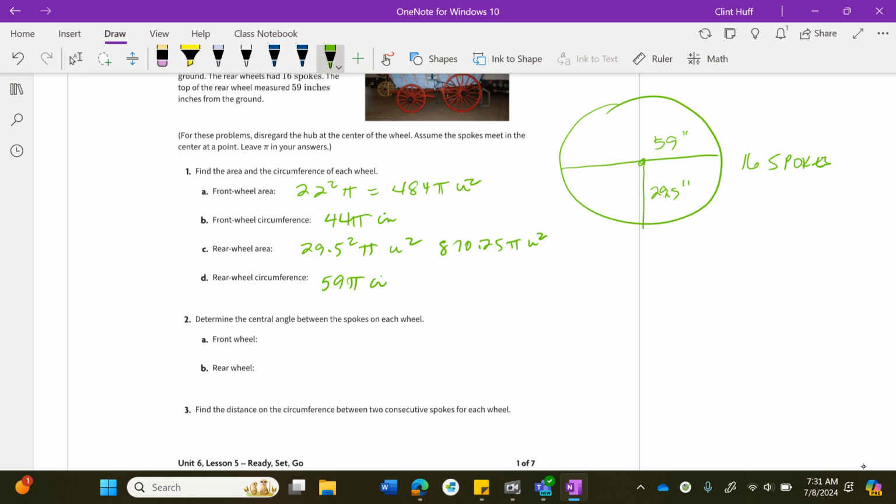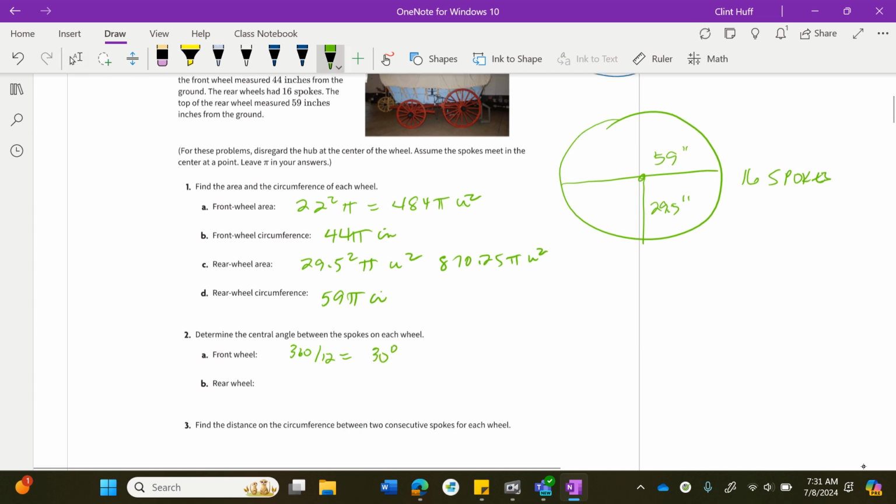Okay, determine the central angle. On the front wheel, we got 360 degrees. We divide by the number of spokes, which is 12, and we get a 30-degree central angle. That means in that wheel, if we take 2 consecutive spokes, this angle in here will be 30 degrees. On the rear wheel, it's 360 divided by 16, which is 22.5 degrees.